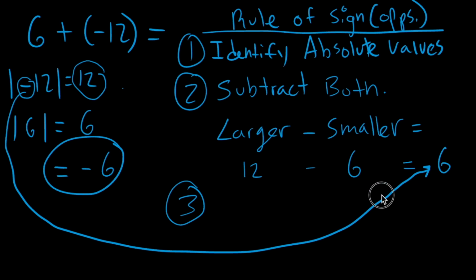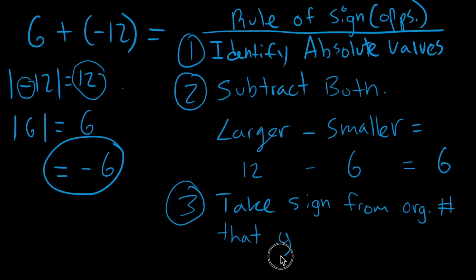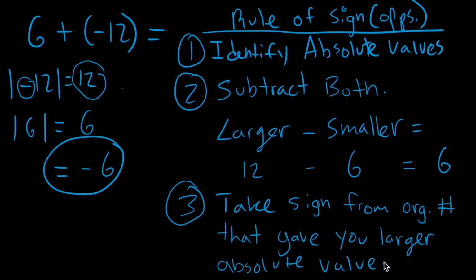And I'll write that for the third step. Third step: take the sign from the original number that gave you the larger absolute value. Easy.